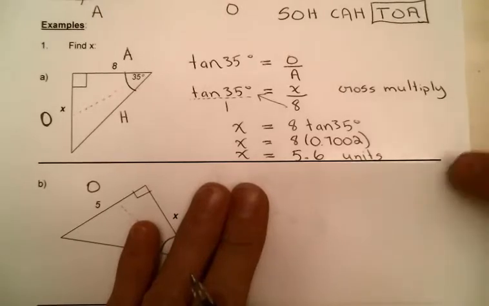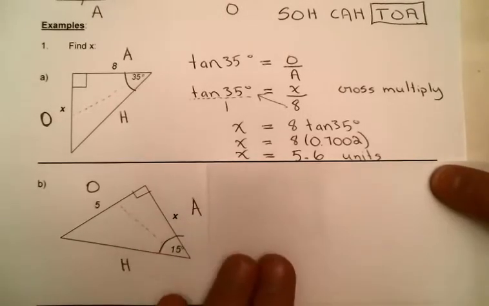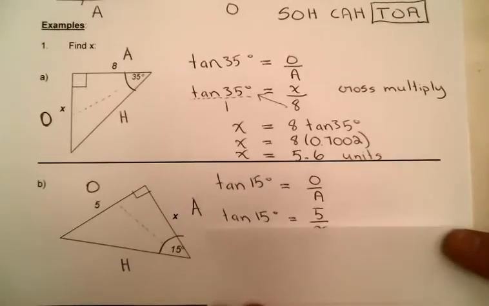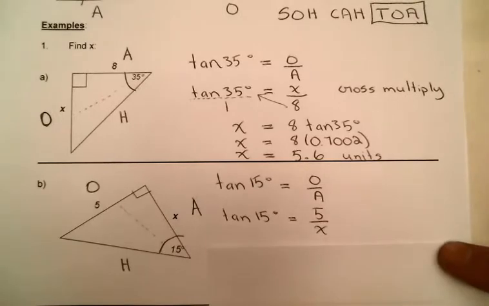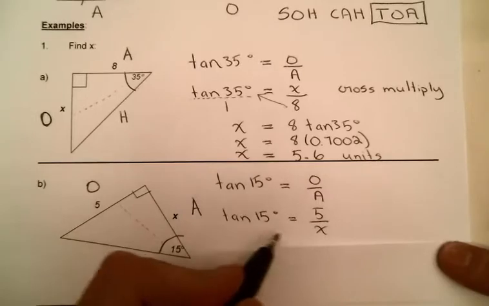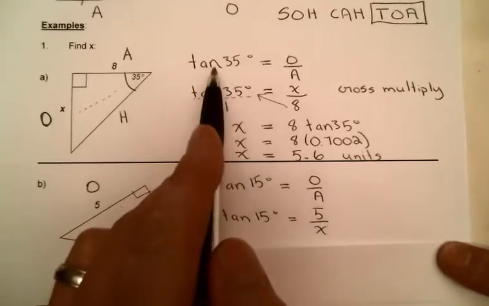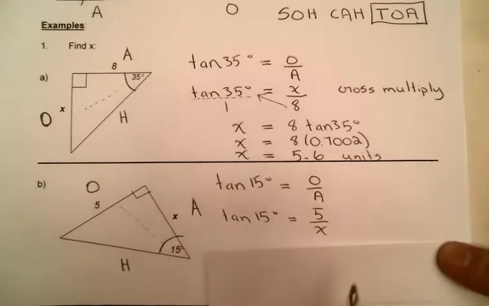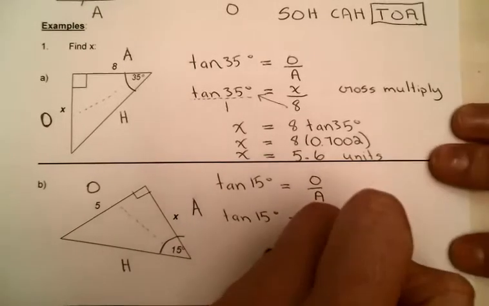Okay, hopefully you tried this. You might have gotten a little messed up with one part, so let's take a look at it. Tan 15 degrees is opposite over adjacent. You put in the numbers and the variable. You get tan 15 degrees is 5 over x. And it's a bit different here than it was before, because x was in the numerator, and here it's in the denominator. Still, you cross multiply.